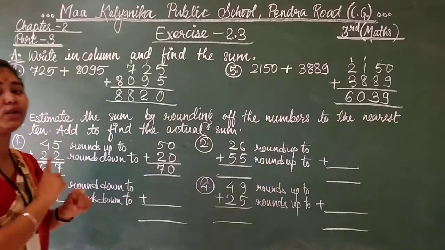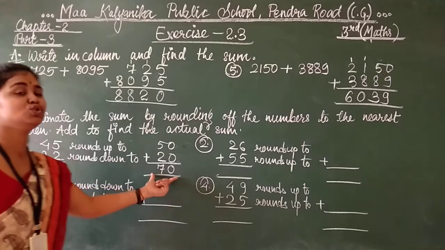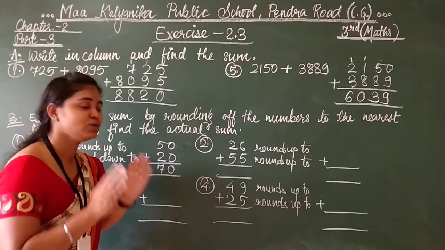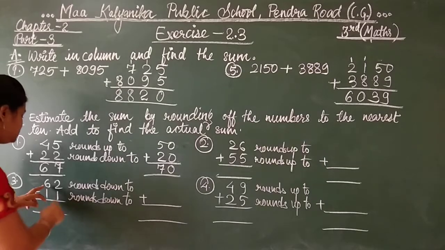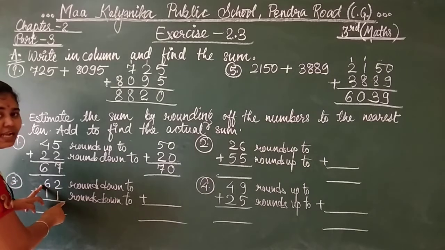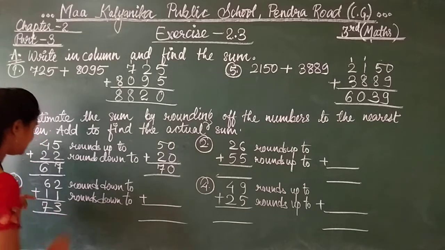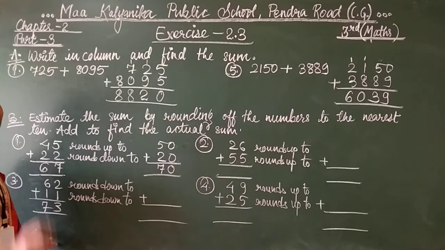But it is not true in all cases. It may change. The actual sum and estimated sum may vary. See here, 62 plus 11. So 2 plus 1 is 3, 6 plus 1 is 7. 73 will round up to 70.